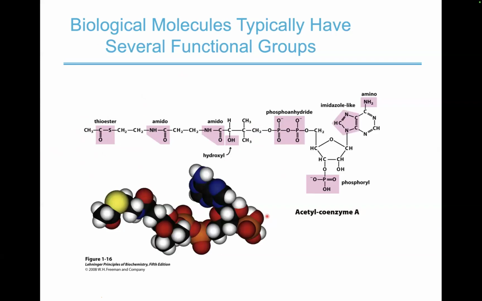But looking at this whole thing, even if I just showed you the structure, if you didn't recognize this as acetyl-CoA, I would expect you to recognize that at least it is a modified nucleic acid in this particular case. You can do the same thing for carbohydrates, lipids, and so forth and so on.